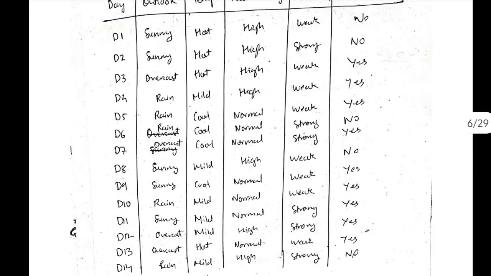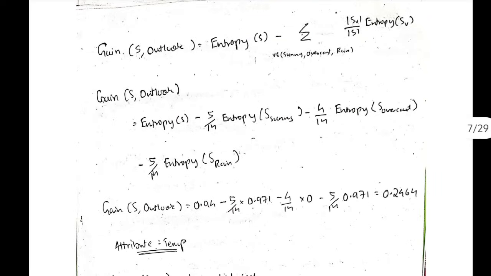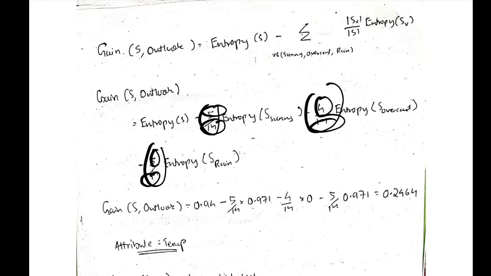In this whole data set, how many sunny values are there? 1, 2, 3, 4 and 5. So that's what we will be taking. How many total values are there? That we will be taking, divided by all the values. How many values are there in all? 14. Inside that, how many sunny are there? 5. How many values? 14. How many overcast values are there? 4. How many values? 14. How many rain are there? 5. So we'll be writing 5 by 14, 5 by 14 and 4 by 14.